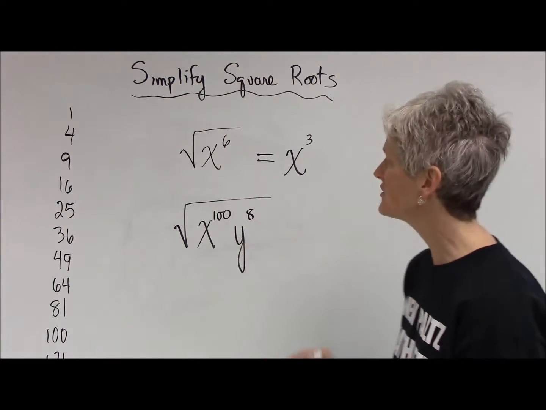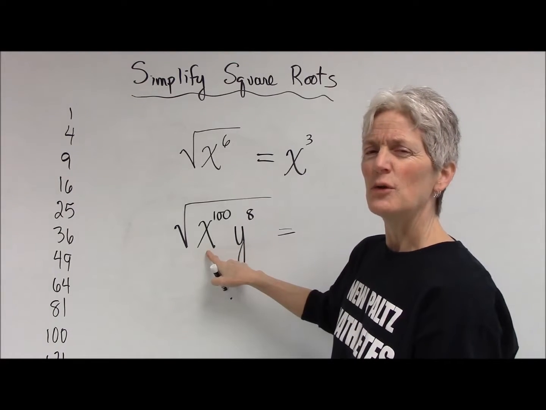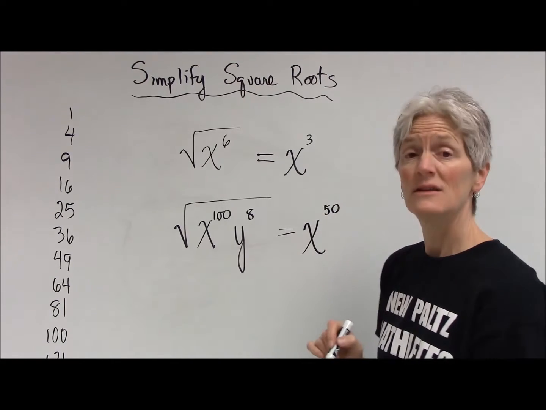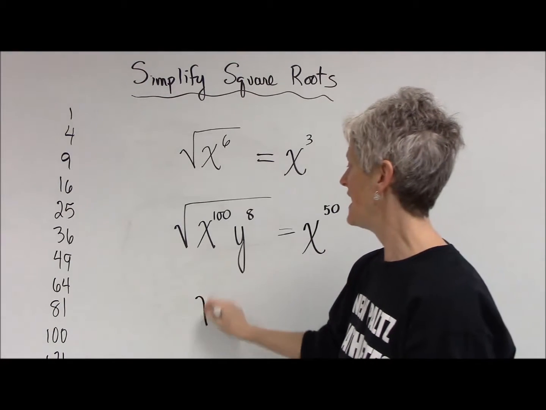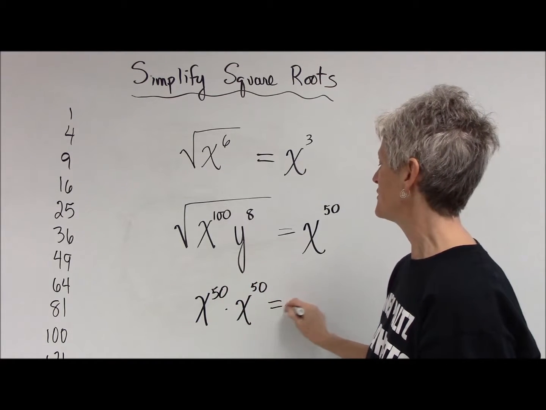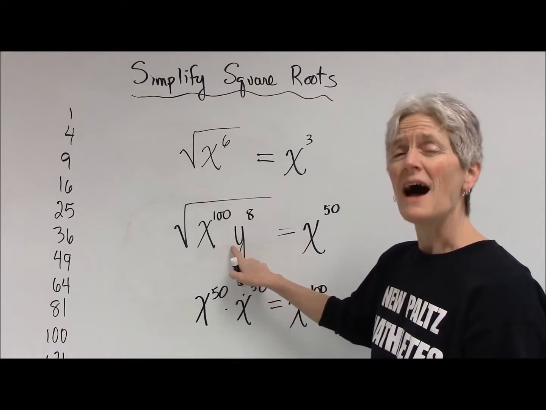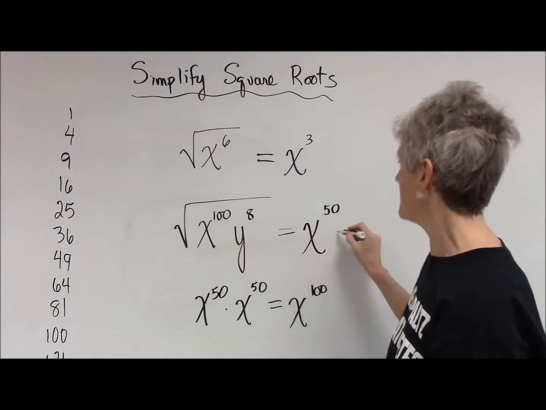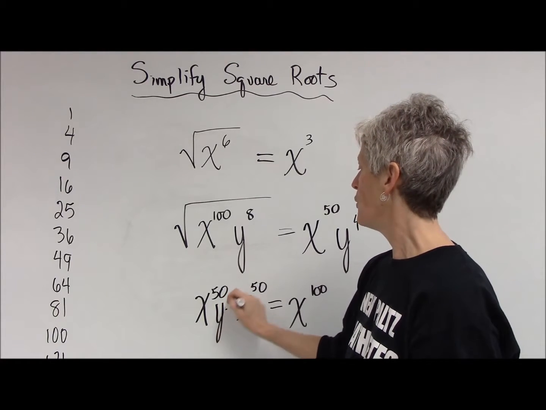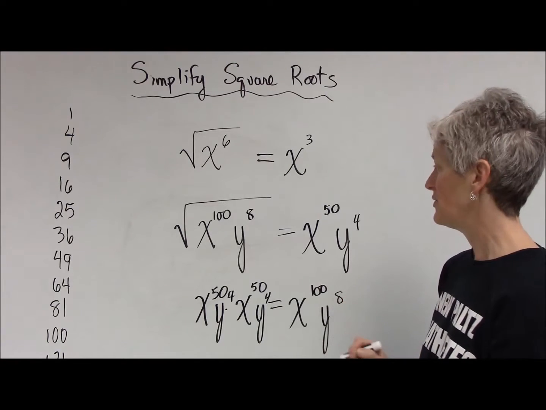Well, same thing. Let's look and think. What times itself would equal x to the 100? Oh, well, x to the 50, right? X to the 50th times x to the 50th, that equals x to the 50 plus 50, or 100. What times itself equals y to the 8th? That's going to be y to the 4th for the same reason. Y to the 4th, y to the 4th, y to the 8th.